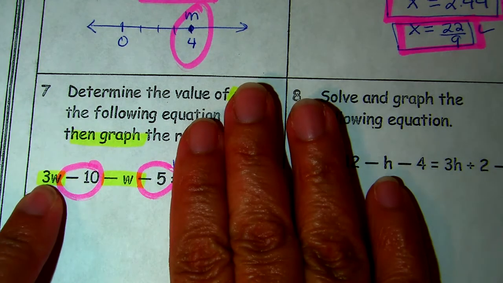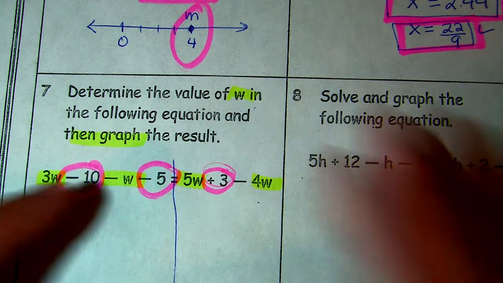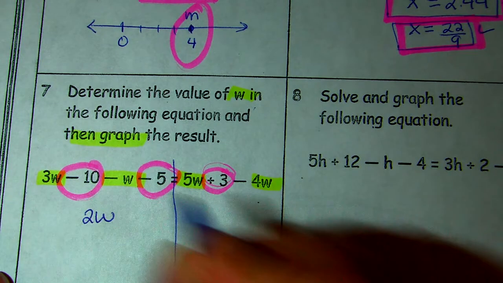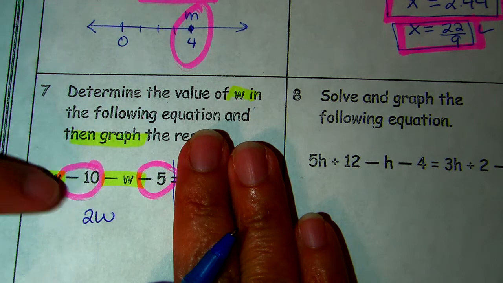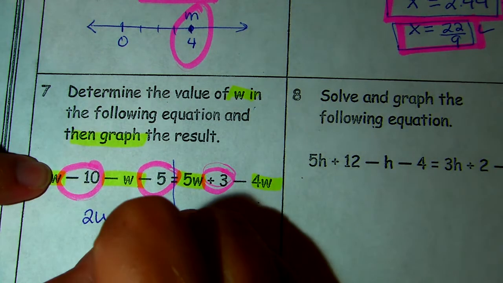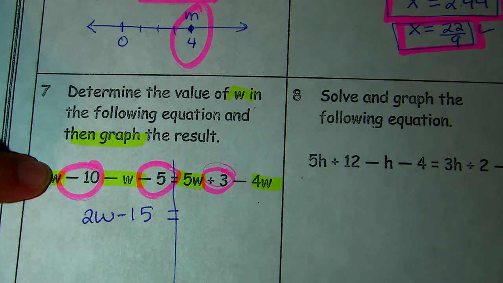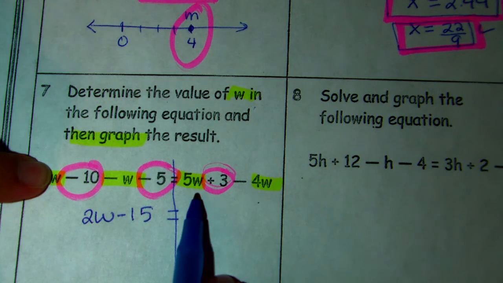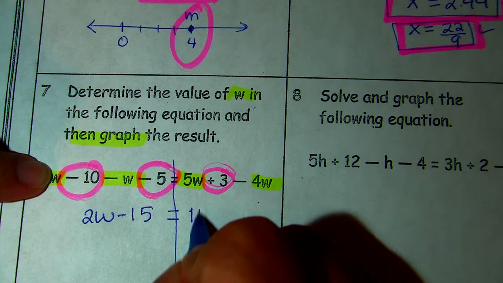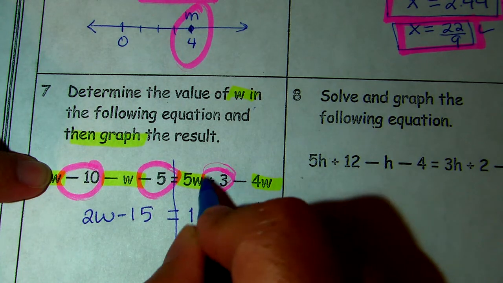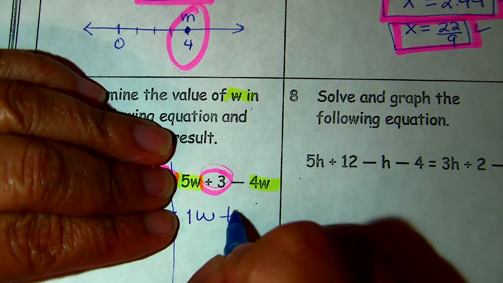So I'm going to begin on the left. I can combine 3W minus 1W. So 3 minus 1 is 2W. And then I can combine the -10 plus the -5. This gives me -15. And this equals, over here, what can we combine? We can combine these two. 5W minus 4W gives you 1W. And this one, you cannot combine with anything else on this side, so just bring it down, plus 3.